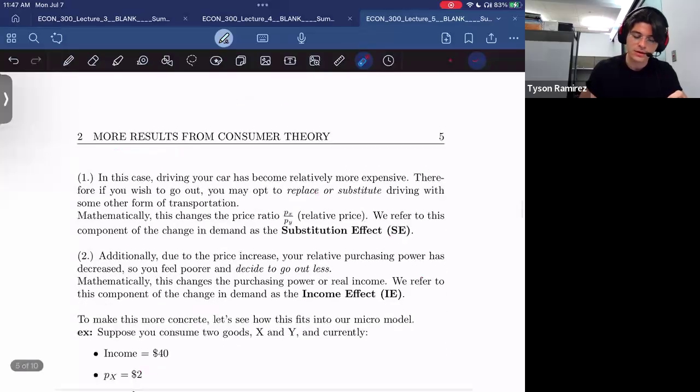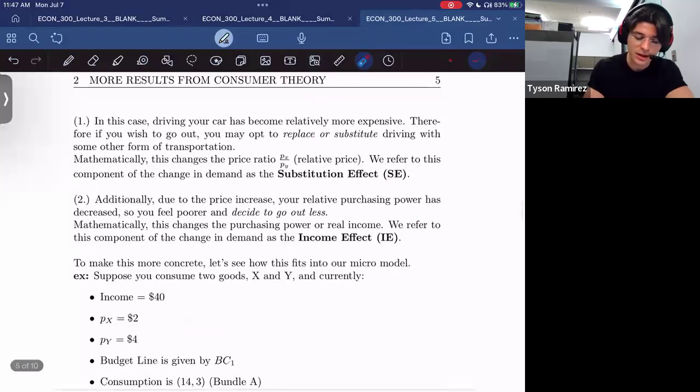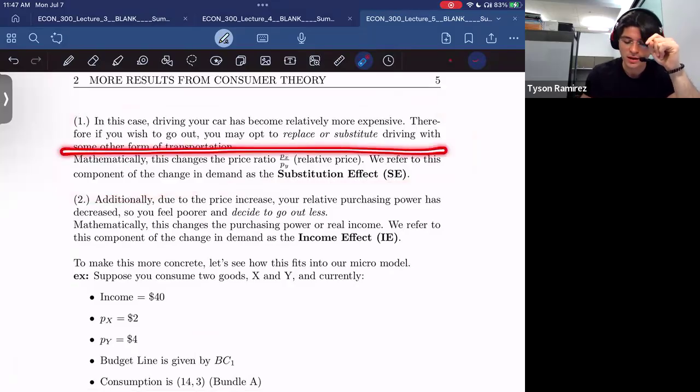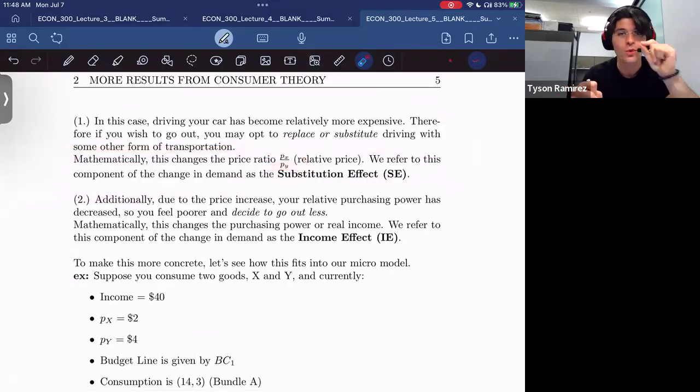That is the intuition, all right? And this is what I have written here. In the first case, driving has become more expensive, so we replace it with substitutes. One thing I want to know is that mathematically this changes the price ratio. Remember, gasoline went up, so the price ratio of the goods went up. And what did we see in the first example? That when the price ratio changes, this throws off the MRS versus the price ratio. Now these things might not be equal, and so we're going to alter what we choose to do based on that.